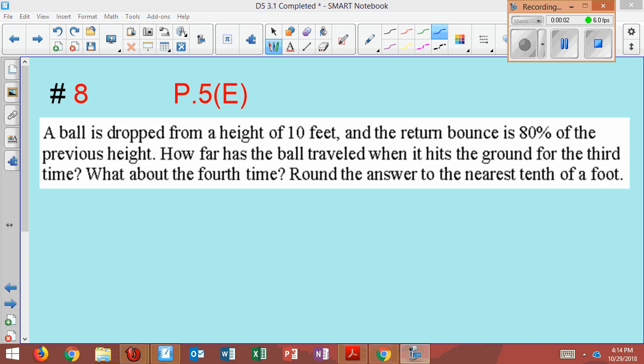A ball is dropped from a height of 10 feet, and the return bounce is 80% of the previous height. How far has the ball traveled when it hits the ground for the third time? What about the fourth time? Round your answer to the nearest tenth of a foot.